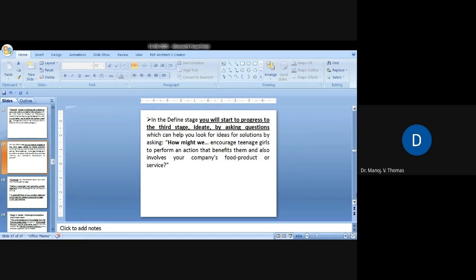So from the define stage, you will progress to the third stage, that is ideate. After the definition of the problem statement, you can go to the ideate stage by asking questions. So in this example of food market share increase, the question would be something like, how might we encourage teenage girls to perform an action that benefits them and also involves your company's food product or service?